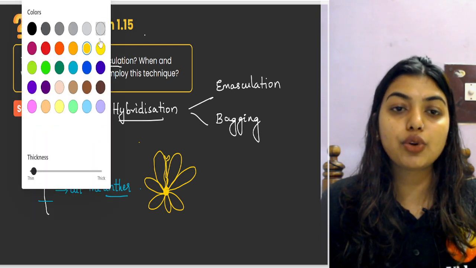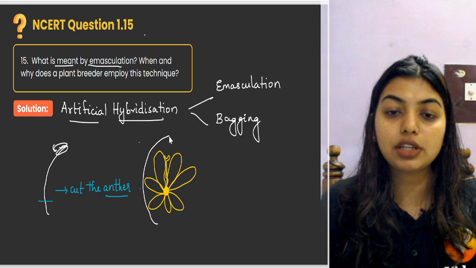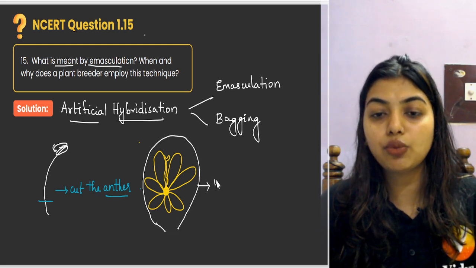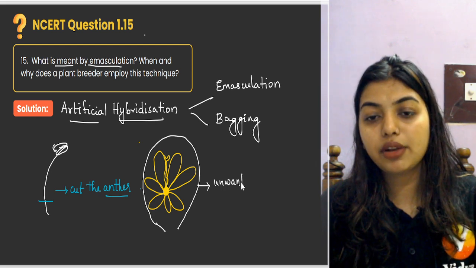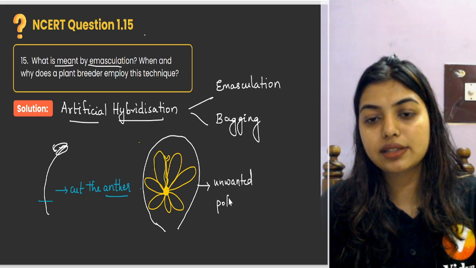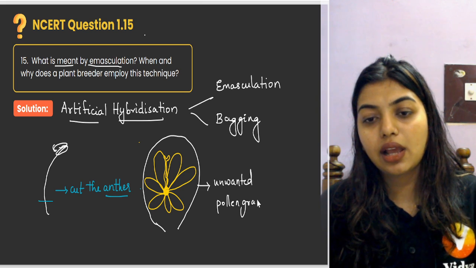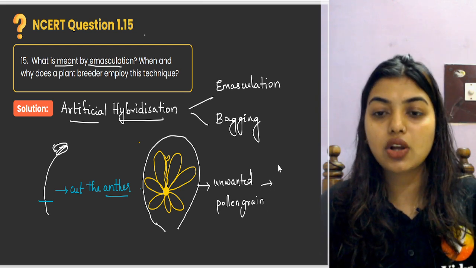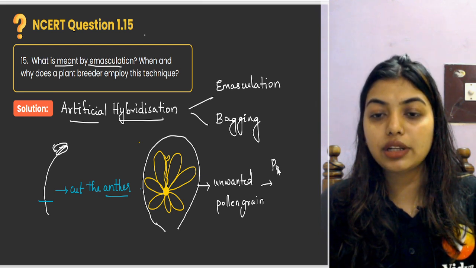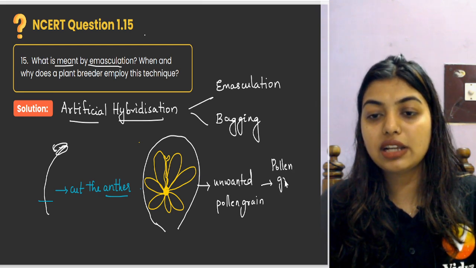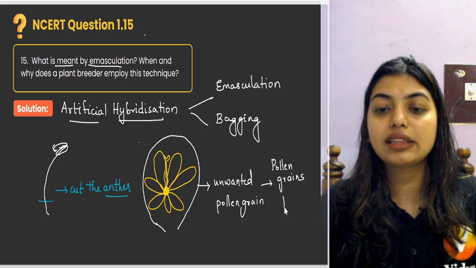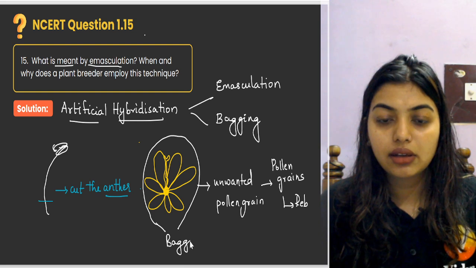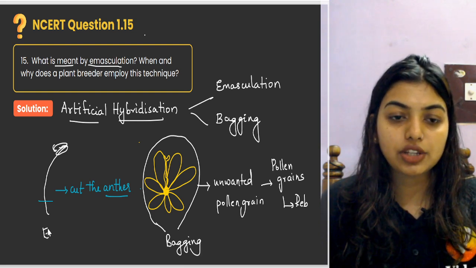What the farmer is going to do, with the help of a butter paper, is cover this flower and protect it from unwanted pollen grains. After that, when the stigma has become receptive, they will add the pollen grains. Okay, they will dust the pollen grains on this flower and then again do rebagging. So this process is called bagging. This process is called emasculation.